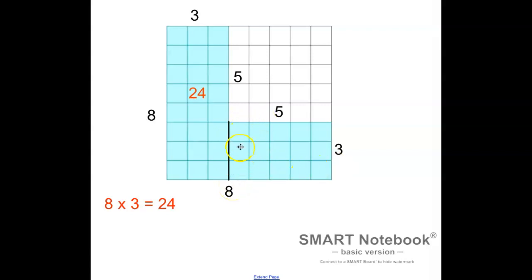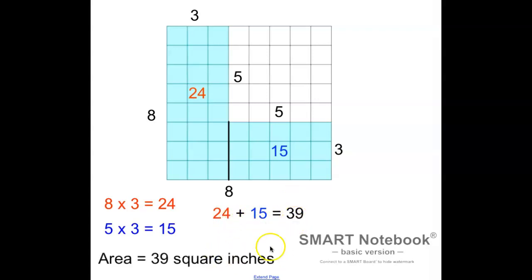Here we have our second rectangle. Remember, don't let the 8 confuse you. The 8 is the entire length of the shape, but we're just looking at this side of the rectangle. So the length is 5 and the width is 3. So I'm going to multiply 5 times 3 equals 15. This area is 15 square units. Now we have to add the areas together. 24 plus 15 equals 39. So our area is 39 square units. And that is how you find the area of an irregular shape.